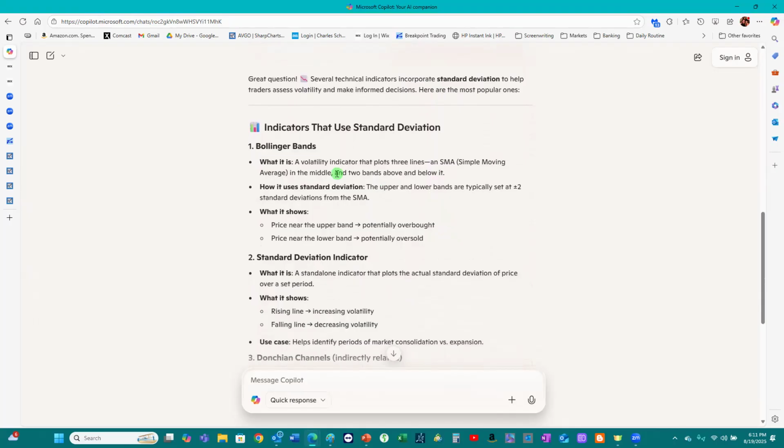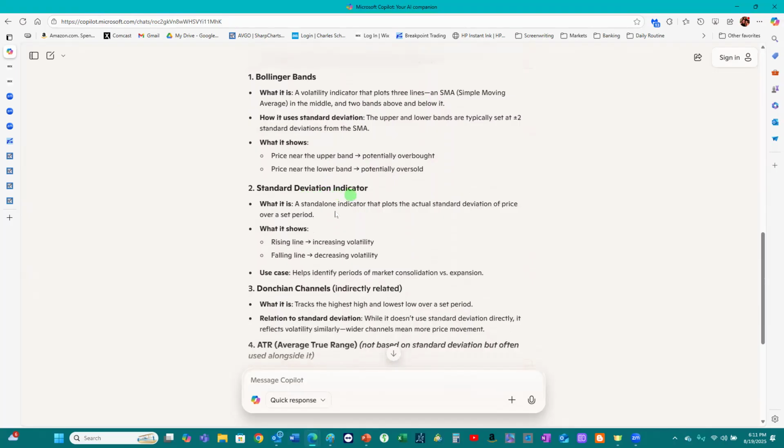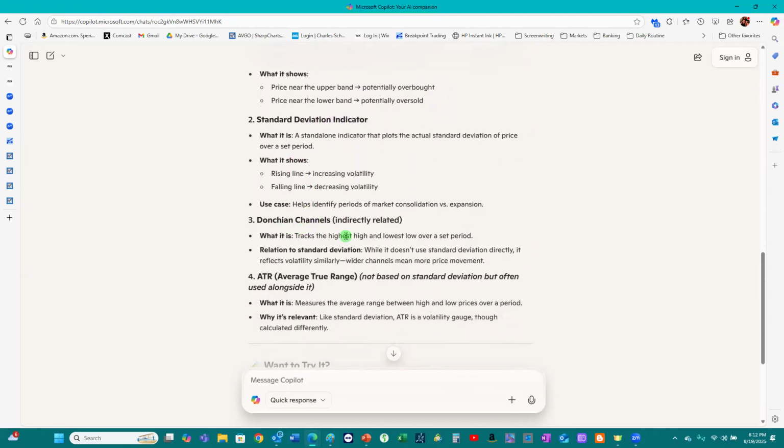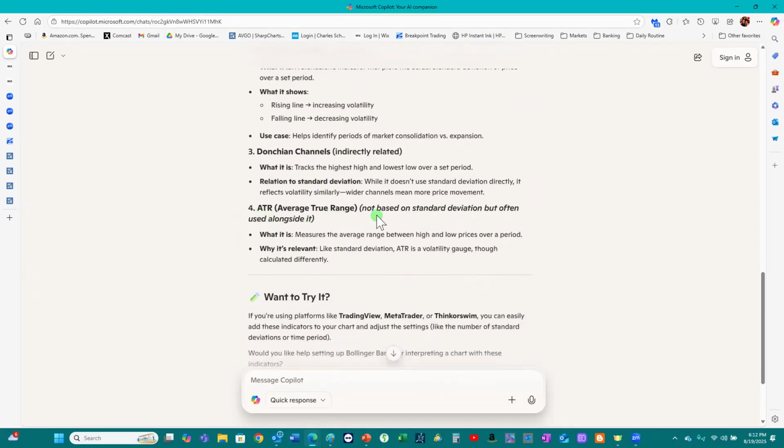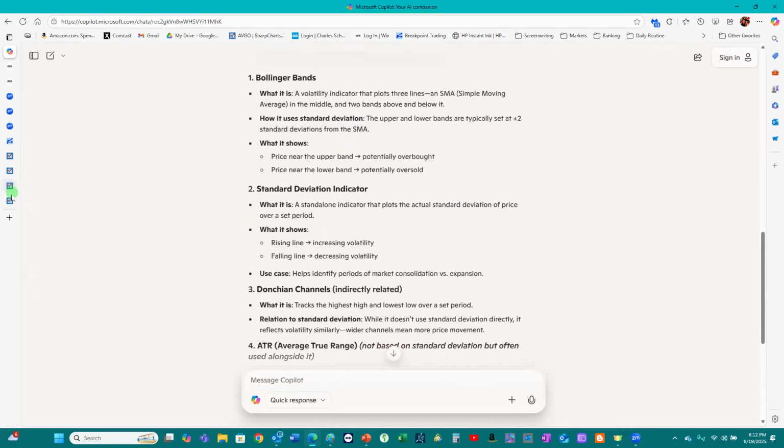And what indicators use this? Bollinger Bands is the key one. That's the number one indicator that uses standard deviation in particular. So it does the upper and lower bands, and I'll show you what these look like in a second. So upper band potentially overbought, lower bands potentially oversold. There is also a standard deviation indicator, positive or negative. I don't really use that too much. Donchian channels, which you can plot in stock charts. They're just called price channels, but they are actually these Donchian channels. And then ATR, which I talk about a lot, average true range, is not actually standard deviation that it uses, but it does measure the range between high and low prices over a period, like 1 day, 2 day, average true range, etc. So I use all of those.